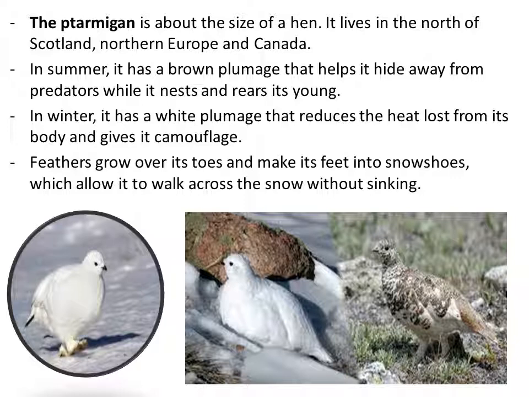So these are the adaptations of this ptarmigan. The brown plumage helps it hide away in summer from what? From predators. In winter it has a white plumage. Also it helps it hide away. It gives it camouflage and reduces the heat lost from its body. And it also has snowshoes, which allow it to walk across the snow without sinking.